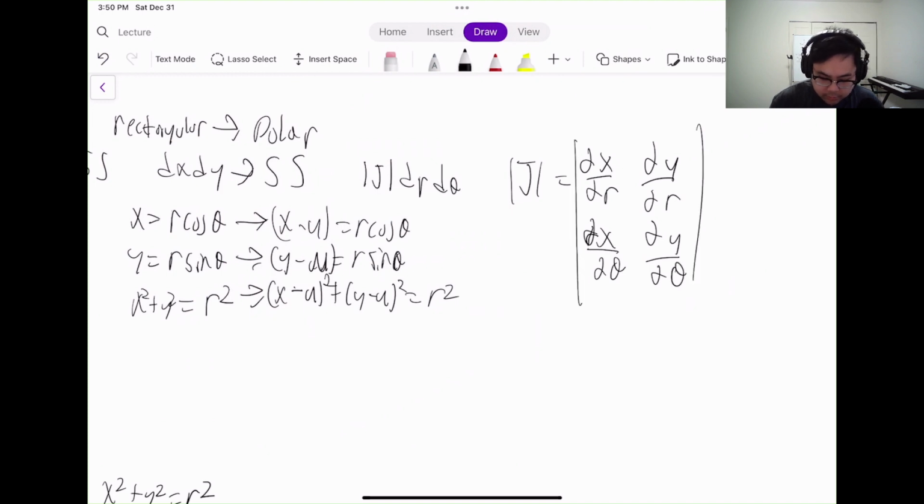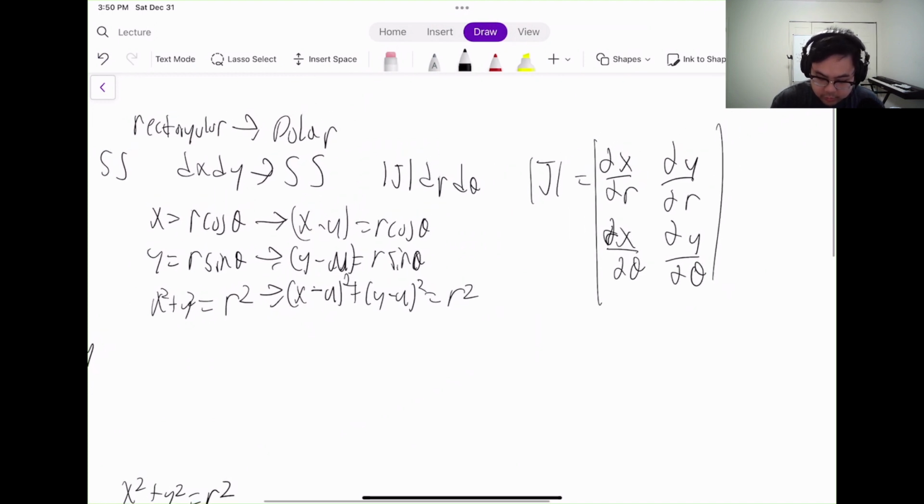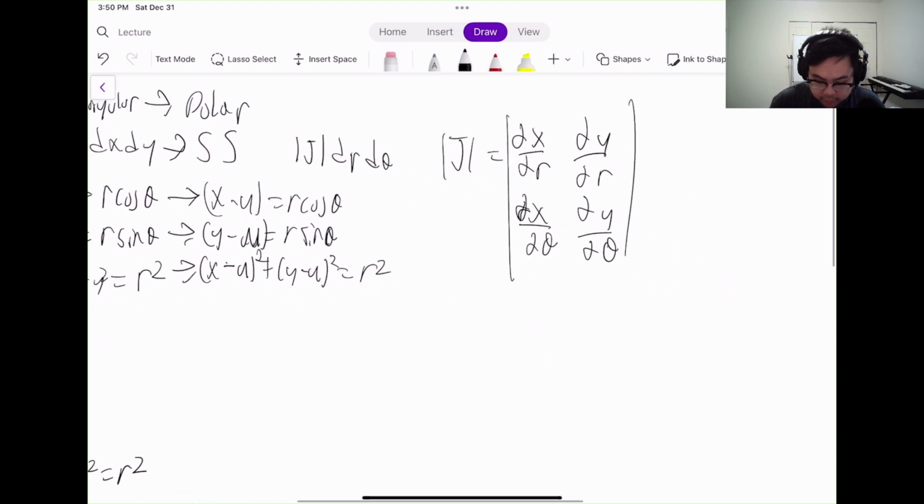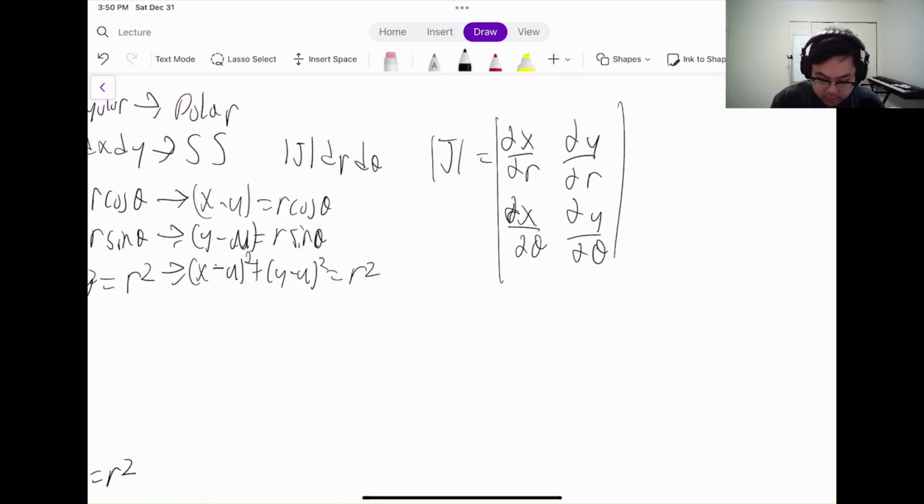So if we compute these, we have a function of x. What is x? X equals r cosine theta. What's the derivative with respect to r? Well, r is just r, so we get cosine theta.